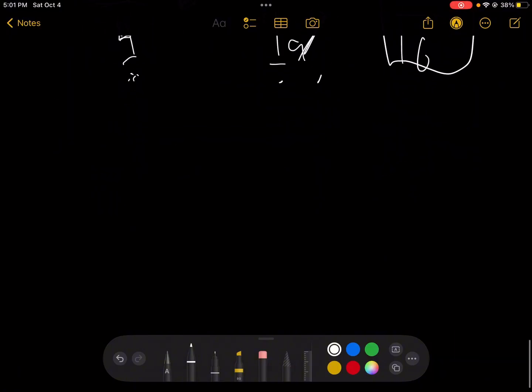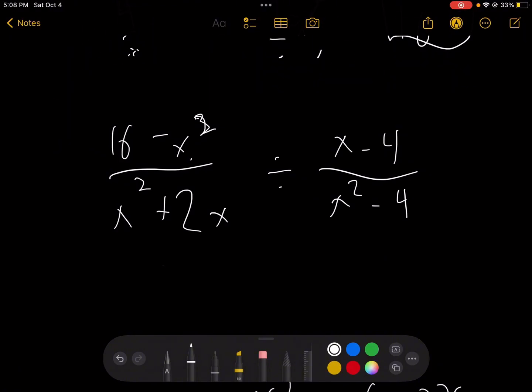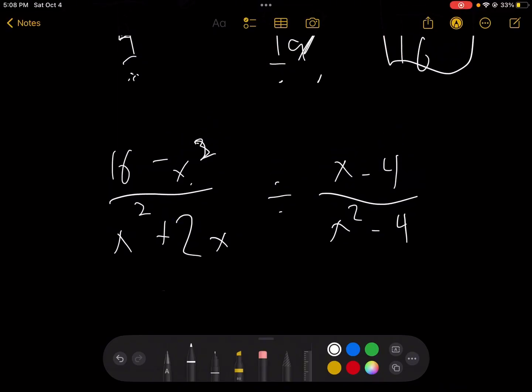Okay, now let's do the factoring. Now let's go to the next problem or equation. This one would be the most difficult part.